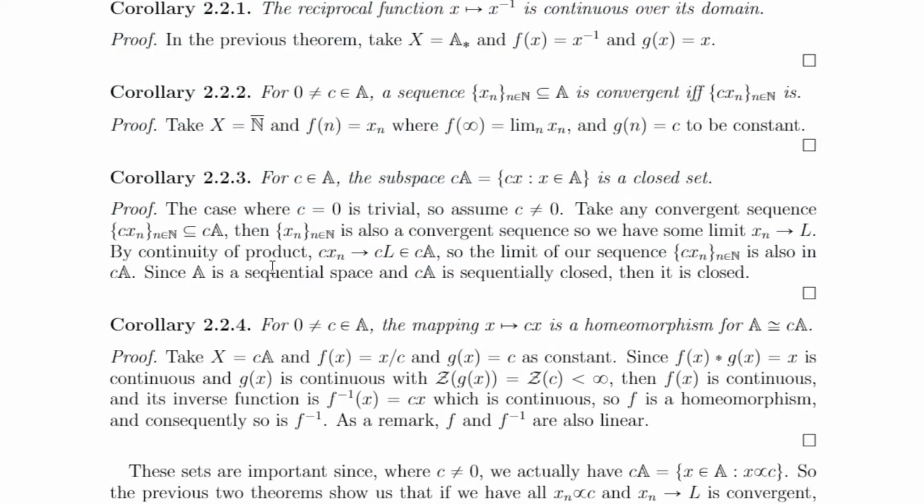Since A is a sequential space, so it's defined in terms of its sequential limits, and we've just proven c times A is sequentially closed, so all the sequential limits will converge inside of c times A, then c times A is a closed set in our topology. So these are really nice, and we will use this in maybe an unexpected place.